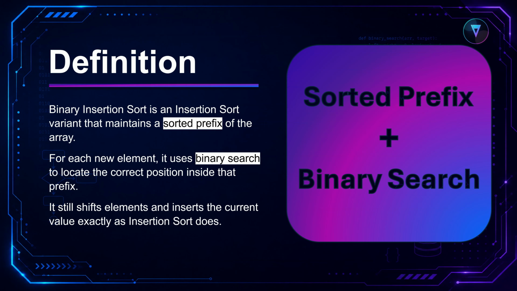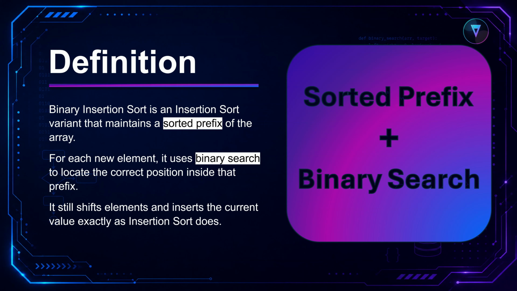It maintains a sorted prefix and uses binary search to quickly find the correct position for each new element. Once that position is found, the larger elements shift to the right, creating space for the current element. In short, the main idea is simple: a sorted prefix combined with the power of binary search.